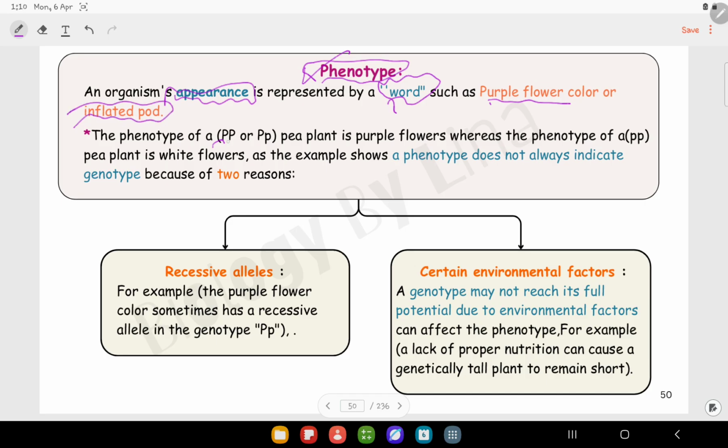So the phenotype for P capital, P capital, or P capital, P small, is purple. We say it's purple flower. And the phenotype of P small, P small is what? It's white flower. This is the phenotype. So the difference between geno and pheno: geno is represented by letters and represents the genetic makeup of the organism, while the phenotype is the appearance of the organism.